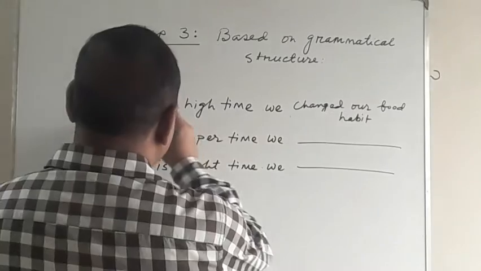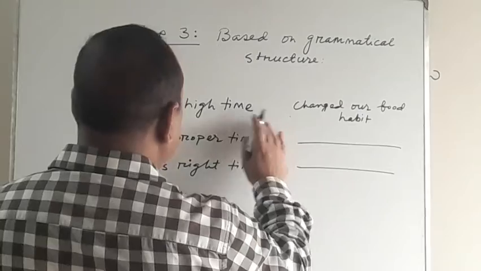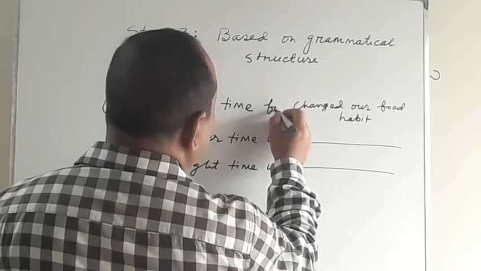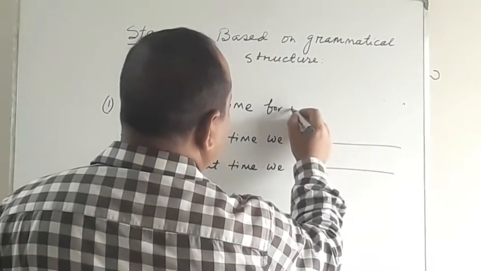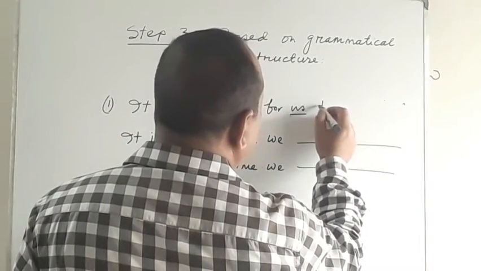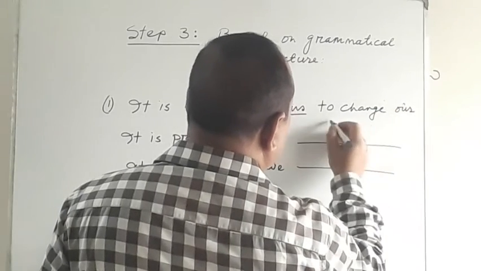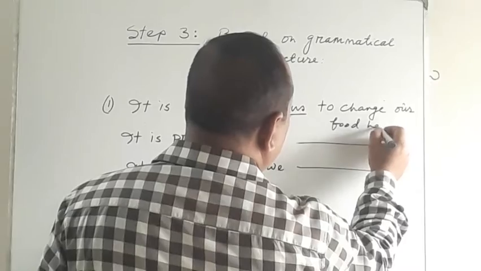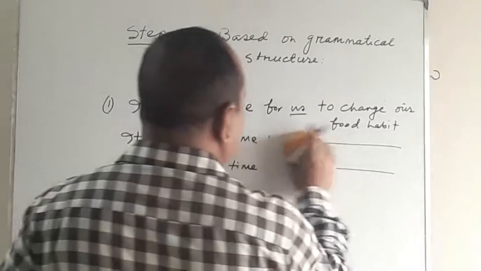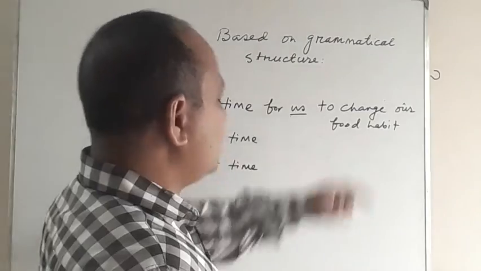But if it is not in the nominative case, if it is in the objective case, you can also use the objective case. It is high time for us. This is an objective case. So then you have to use to before the verb: to change our food habit.